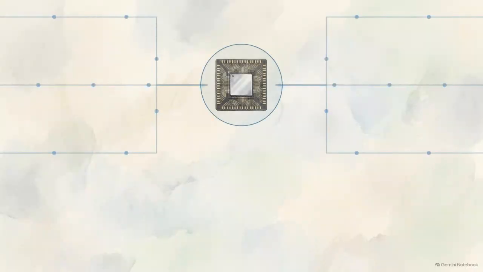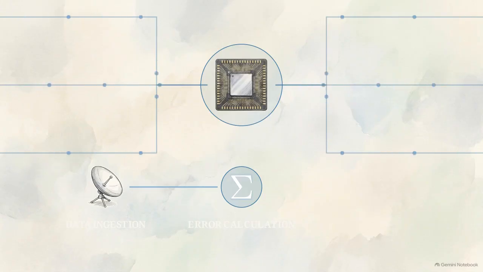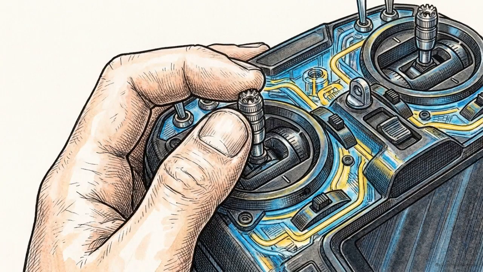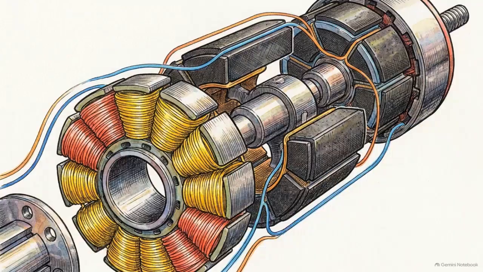This stability requires a high-speed signal flow architecture capable of processing these environmental corrections in real time. This flow follows 3 stages: the ingestion of raw data, the mathematical calculation of error, and the physical actuation of the motors. To understand this system, we will trace a single command signal from the origin of operator intent down to the physical rotation of a motor and back again.